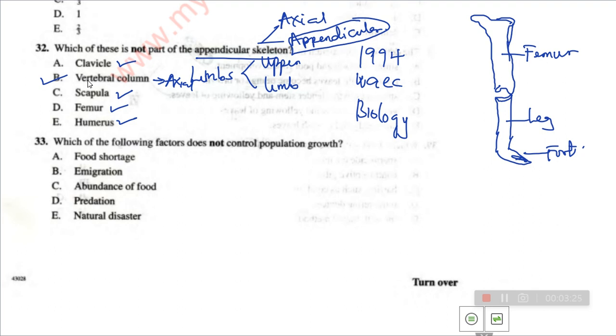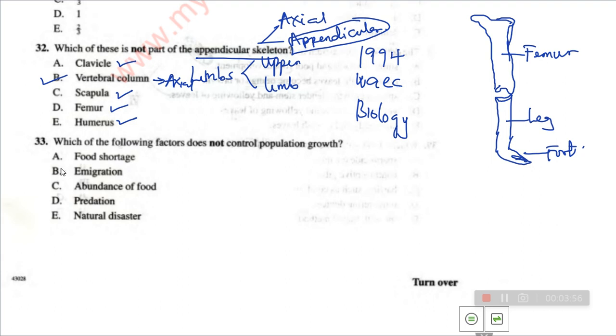Option A, food shortage. When there is no food, people will reduce the number of children they want to give birth to. The person that was thinking of giving birth to 10 children, when he notices that even with one child, we are not eating very well, will not want to give birth to another one. So when there is food shortage, there will be control of population growth.